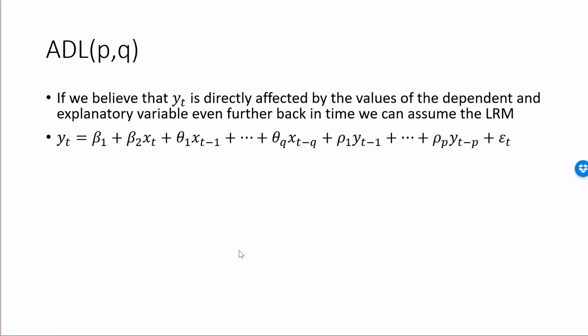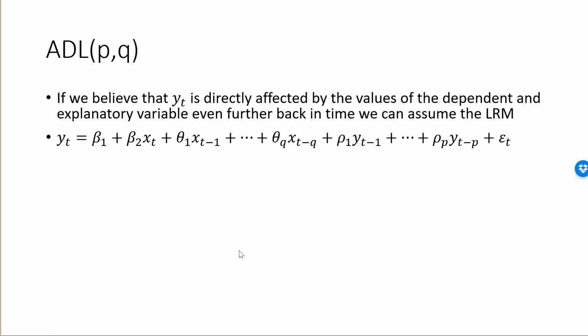So we do this dot dot dot to just say that this can go on for as long as you like, ending up all the way back to q periods back. If q, for example, is 5, then you have 5 theta parameters, and you believe that the x value 5 periods back will also have a direct effect on y.